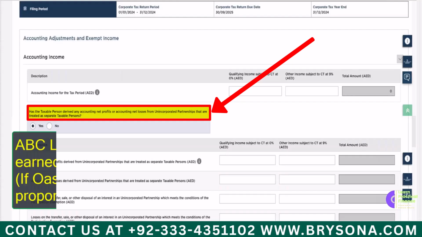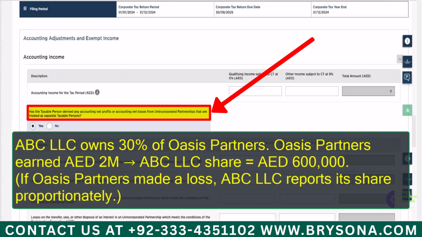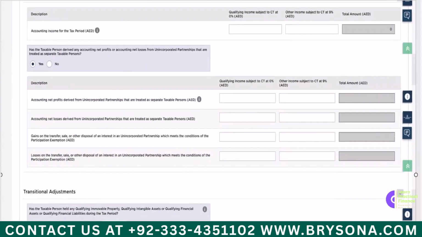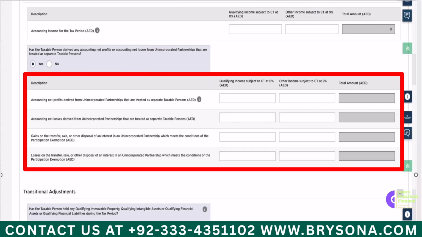For example, ABC LLC owns 30% of OSIS Partners. OSIS Partners earned 2 million profit. Then the ABC LLC profit allocation will be 0.6 million. If OSIS Partners made a loss, ABC LLC reports its share proportionately. Below this question, there is a description column. This whole table reflects the unincorporated partnership financial information. There are four line items. Let's understand these line items one by one.